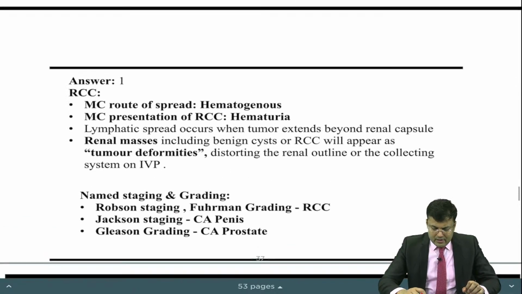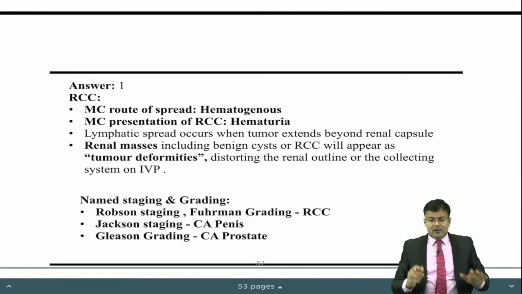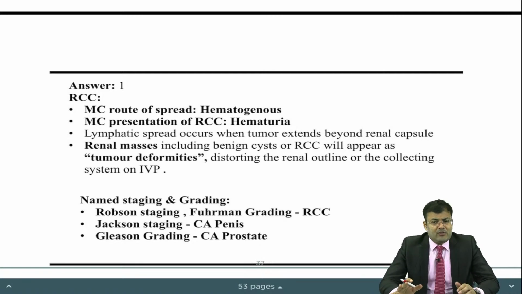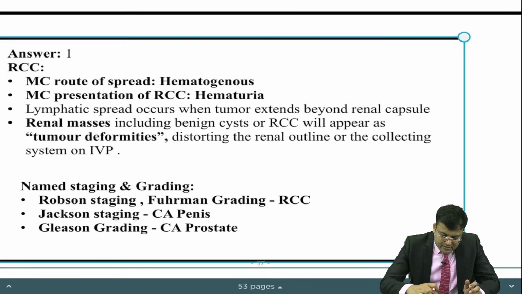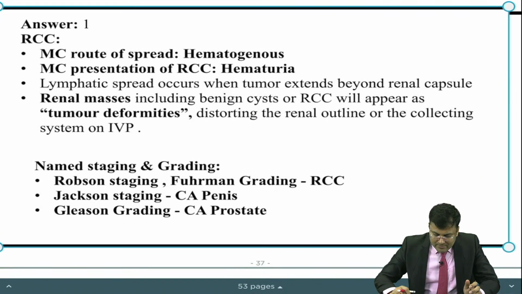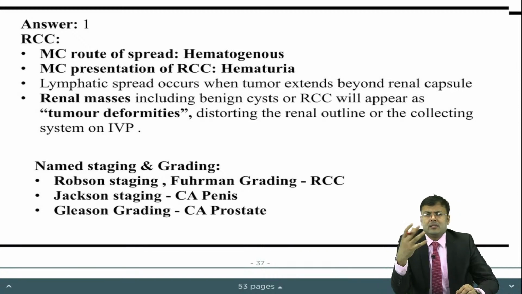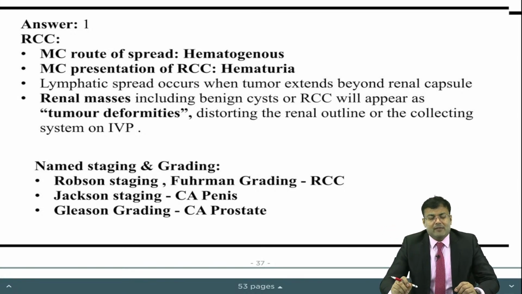Okay. So, important point, what kind of spread is there in RCC? Hematogenous. And what is the most common presentation? Hematuria. Okay. If we see the renal masses, what happens? Whenever there are renal masses, suppose it is RCC or benign cyst also, it appears as tumor deformity distorting the renal outline or the collecting system on IVP.